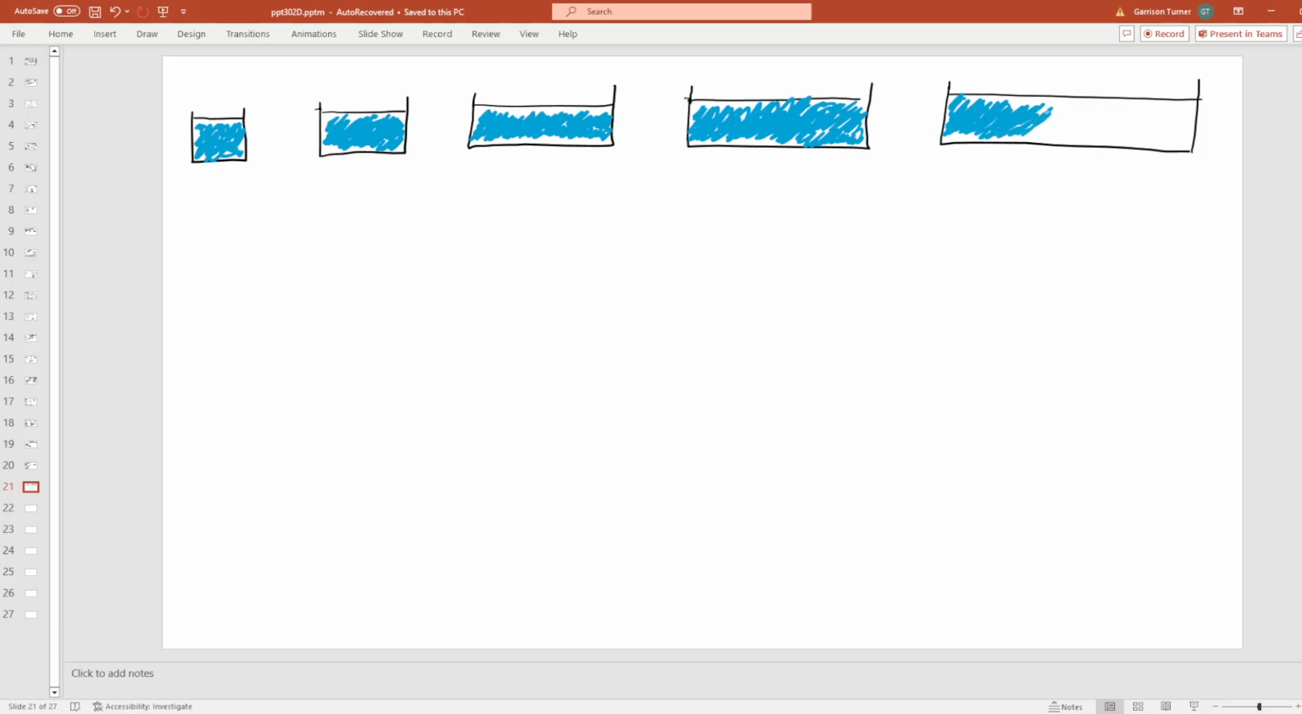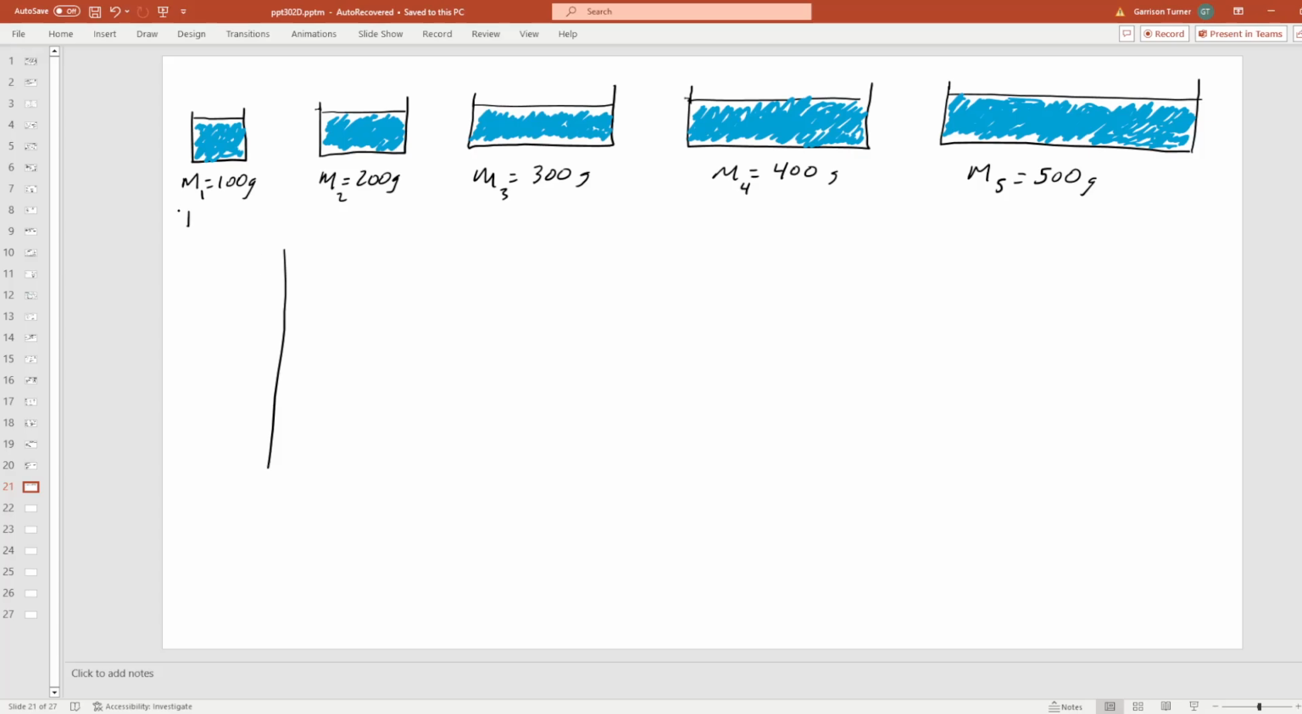And so let's suppose that my first tank is, say, 100 grams. My second tank is 200 grams, all the way up to 500 grams. Okay. So we're increasing the mass by 100 grams each time, right? So the idea is if all of these, let's just say, are at 300 Kelvin.